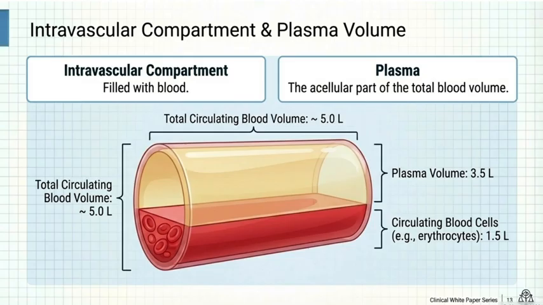Now coming to the intravascular compartment, which is the fluid present within the blood vessels. This compartment contains whole blood, which includes plasma and blood cells. The total circulating blood volume is approximately 5 liters in an average adult. Out of this, plasma volume is about 3.5 liters and the remaining 1.5 liters consists of blood cells, mainly red blood cells. Clinically, this is an important compartment for us because maintaining intravascular volume is essential for perfusion and blood pressure.